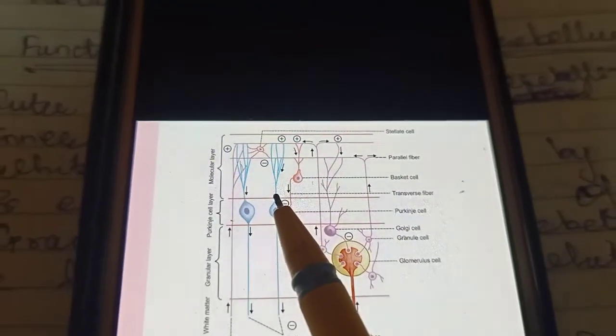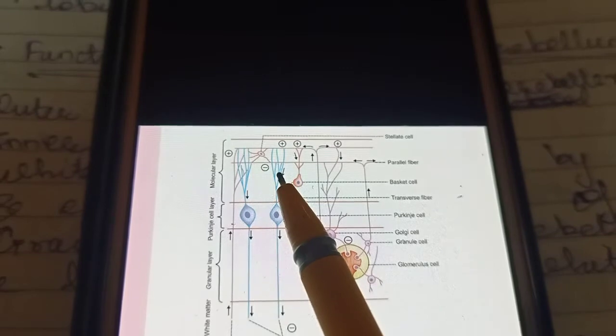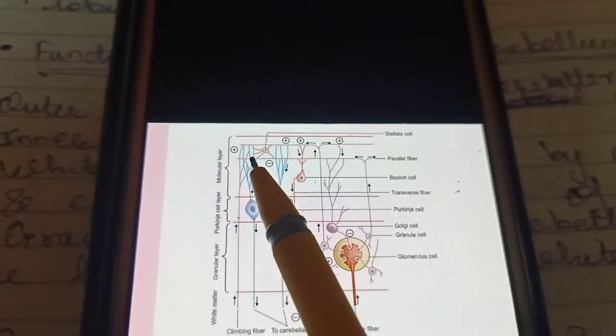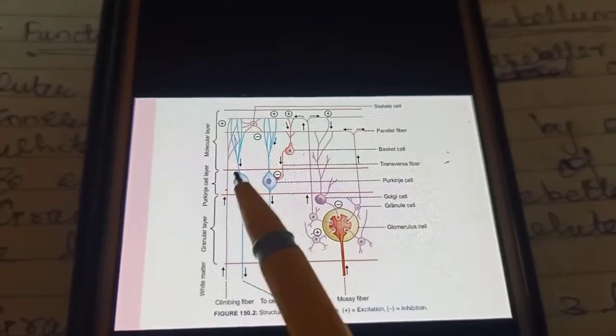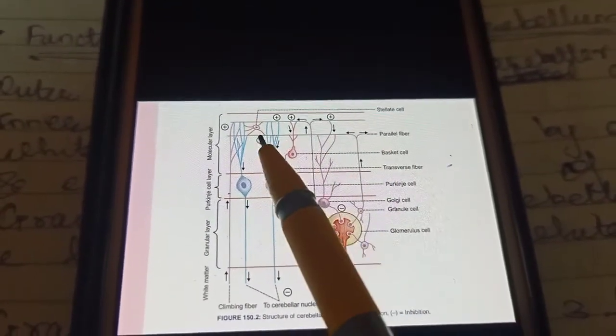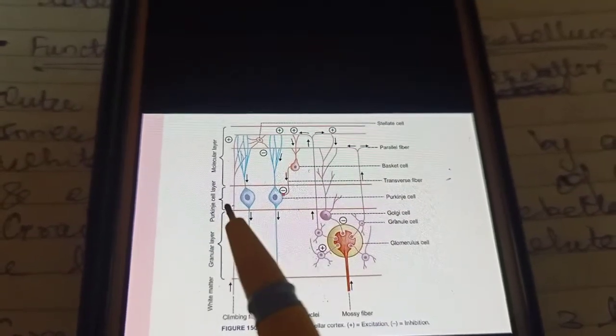So again I repeat, the dendrites of the Purkinje cells synapse with the climbing fibers. These are the climbing fibers. And it is synapsing also with the parallel fibers. So here is the synapse.